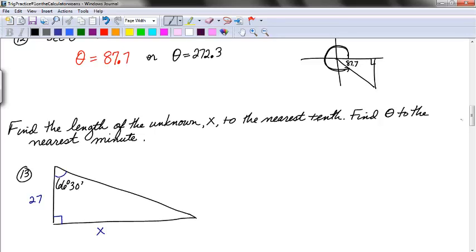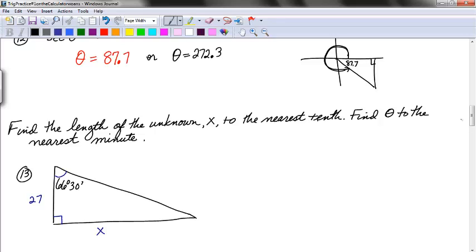On the directions, find the length of the unknown x to the nearest tenth, and our calculators are still on tenths. And then for the angles, if they ask you to find an angle, find theta to the nearest minute. On angles, they might say nearest tenth, nearest hundredth, nearest minute, nearest second. This one, they want it to the nearest minute. Find the length of the unknown x to the nearest tenth and theta to the nearest minute.